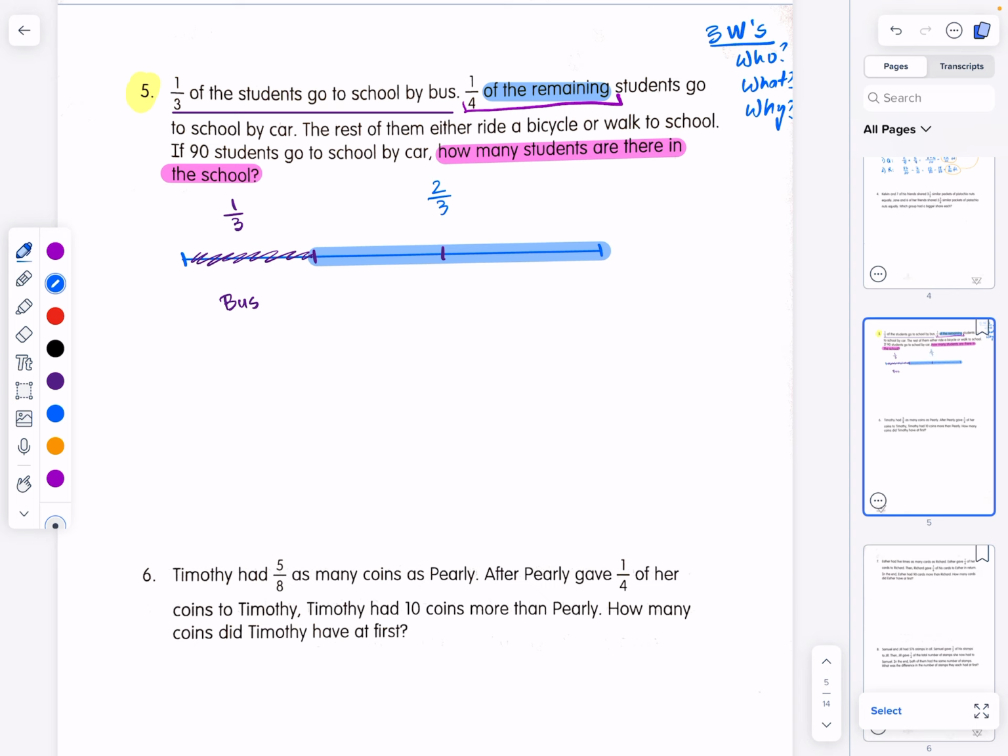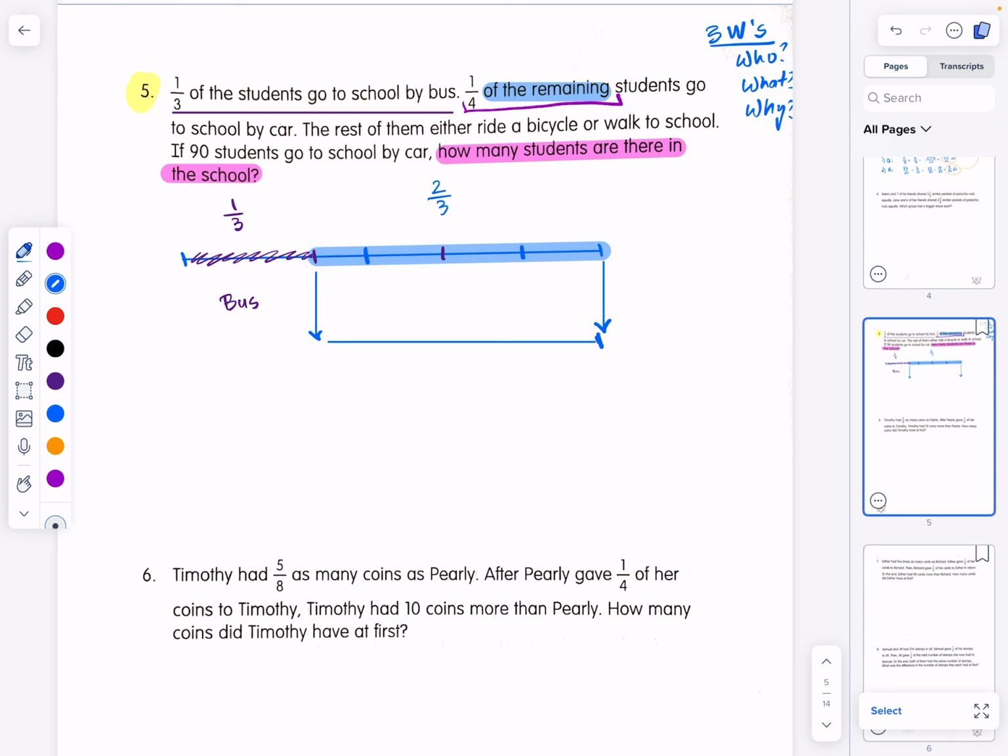What do we know about the remaining 2/3 of students? That 1/4 of them go to school by car. Watch this. We're going to split this blue section, this 2/3, in 2 quarters. Well, it's already split into halves. We're going to split it into quarters. Okay? We can also do the following. Sometimes I do this for my students. I just copy the remainder down. Just copy it like that.